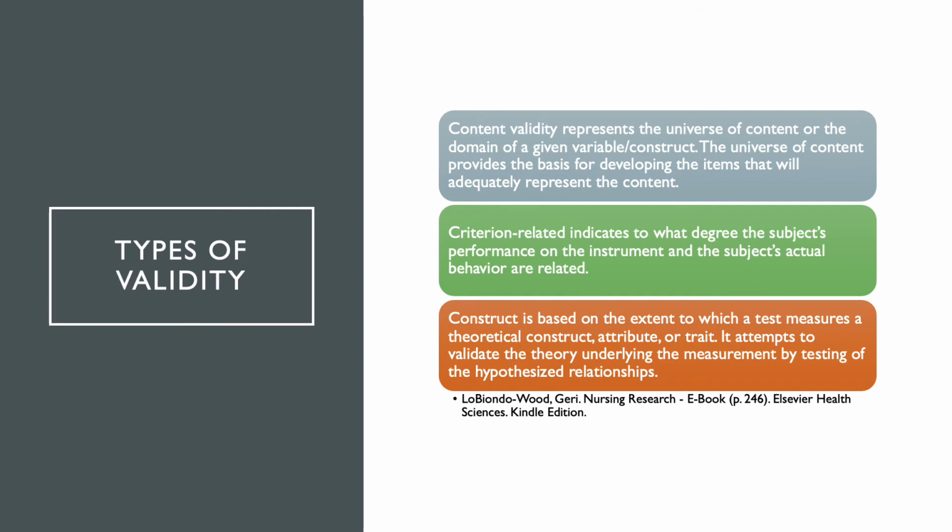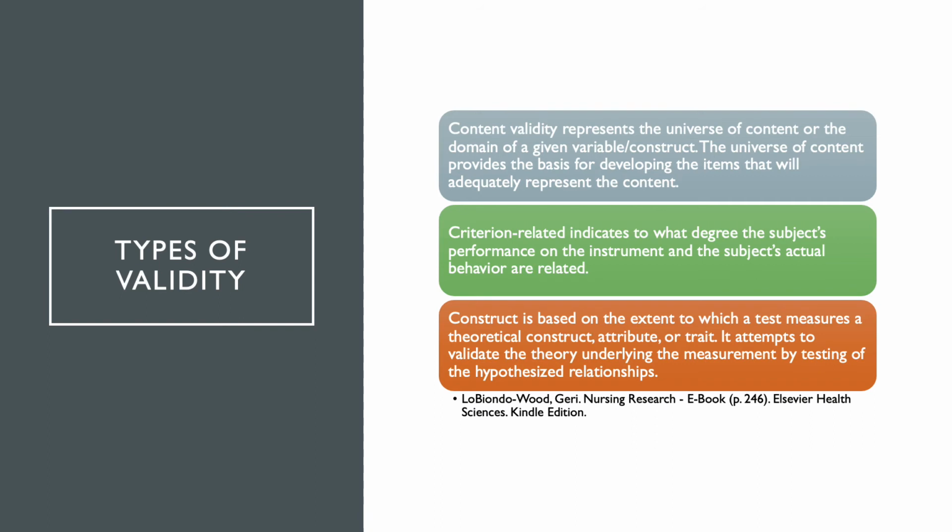First is content validity, which represents the universe of content or the domain of a given variable or construct. The universe of content provides the basis for developing the items that will adequately represent the content. Criterion related indicates to what degree the subject's performance on the instrument and the subject's actual behavior are related. And then construct is based on the extent to which a test measures a theoretical construct, attribute, or trait. It attempts to validate a theory underlying the measurement by testing of the hypothesized relationship.